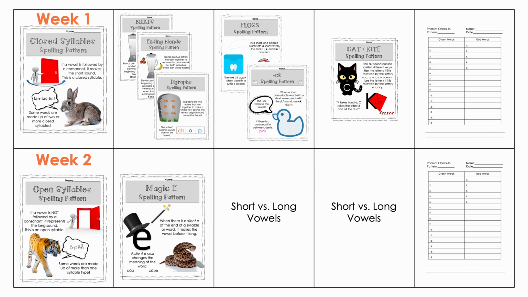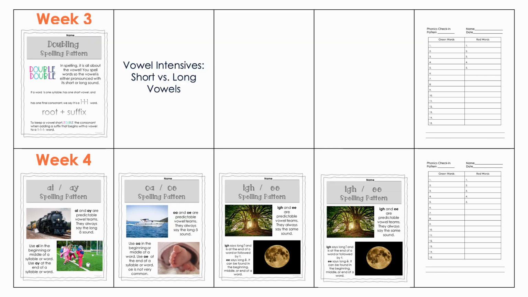Okay, so here is my plan for this group, and like I said, it is really just a Q1 review for them. So week 1, I'm going to do closed syllables. I'm going to review all of those little patterns within that week. I'm going to do open syllables and magic E in week 2. I'm going to stop and really teach thoroughly the doubling pattern. I had a lot of students needing that, but within that week, I'm also doing vowel intensives where I'm tuning in to short versus long vowels. Plays perfectly with that pattern.